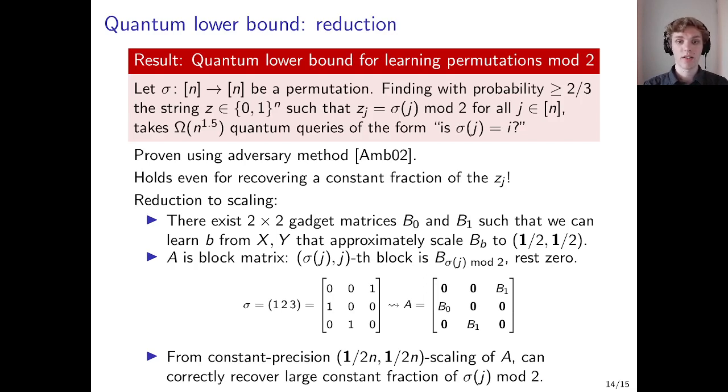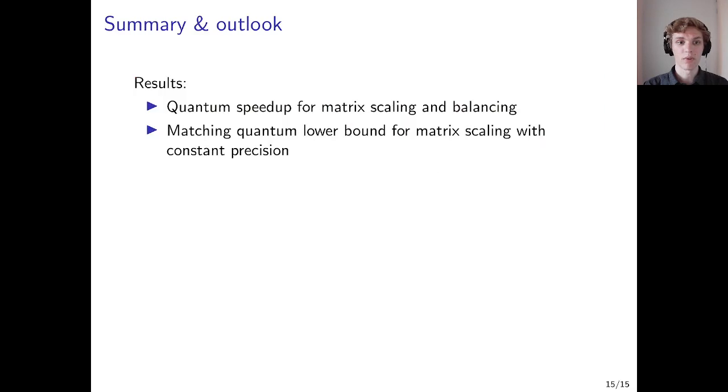Alright, so that's it for the lower bound. Now we will get to a brief summary. What we've shown is you can get a quantum speedup for matrix scaling and balancing, at least in the constant precision regime. We also proved that we can't do any better in the constant precision regime, by giving a matching quantum lower bound for matrix scaling.